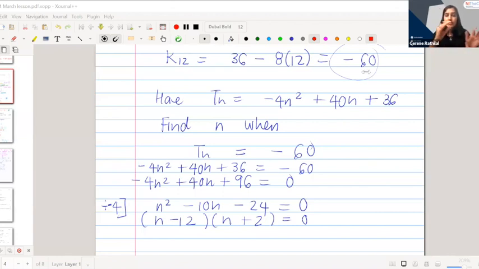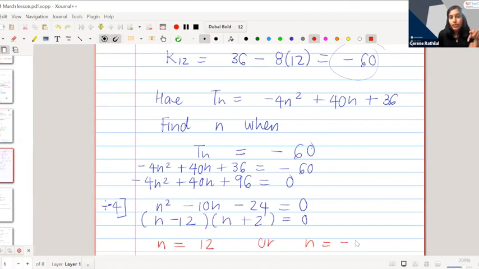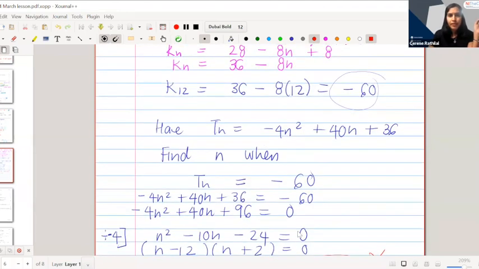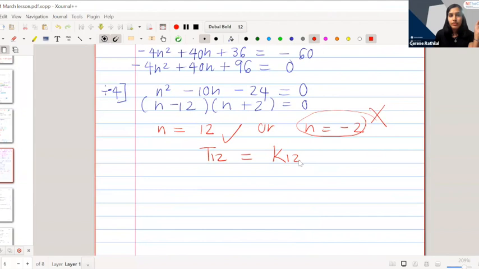Right, so we see that Tn needed to be equated to K12. That meant that Tn must be equal to minus 60. And this is what Tn is. It's equal to minus 60. And now we're solving for n. So this implies that n equals positive 12 or n equals negative 2. We reject this option because n can only be a natural number, and we accept, therefore, that it is the 12th term in the quadratic sequence. So it's T12 that equals K12. Right, so I hope that has now clarified it.